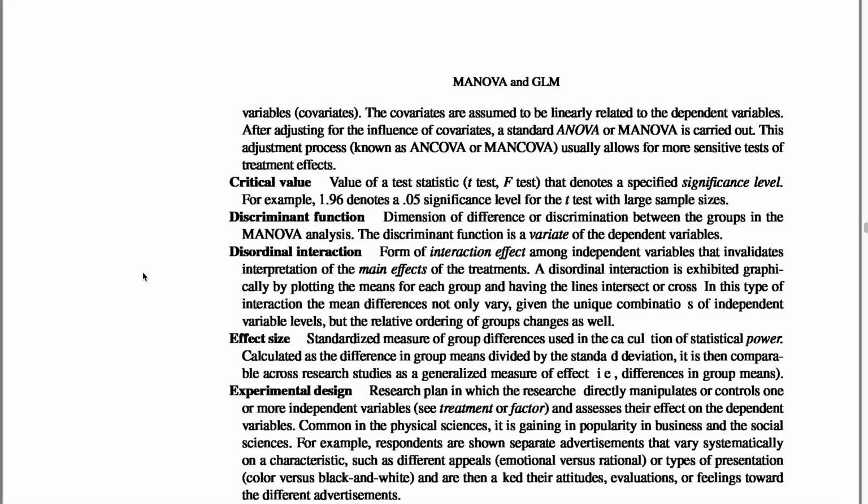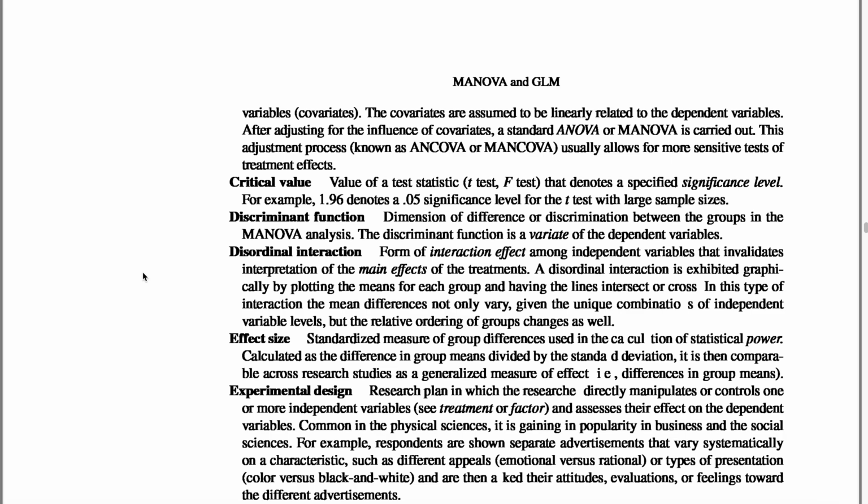Critical value. The value of a test statistic, t-test or F-test, that denotes a specified significance level. For example, 1.96 denotes a 0.05 significance level for the t-test with a large sample size. Discriminant function. The dimension of difference or discrimination between the groups in the ANOVA or MANOVA analysis. The discriminant function is a variate of the dependent variables.